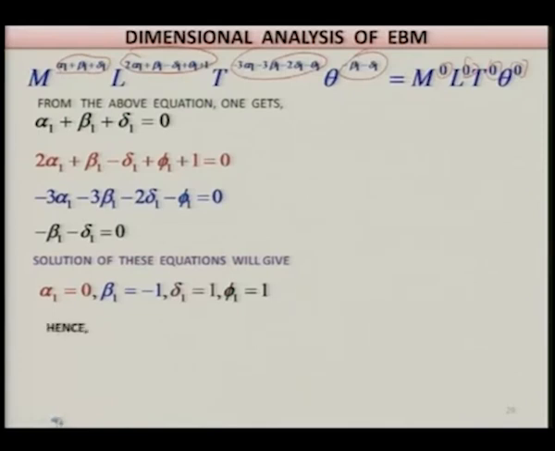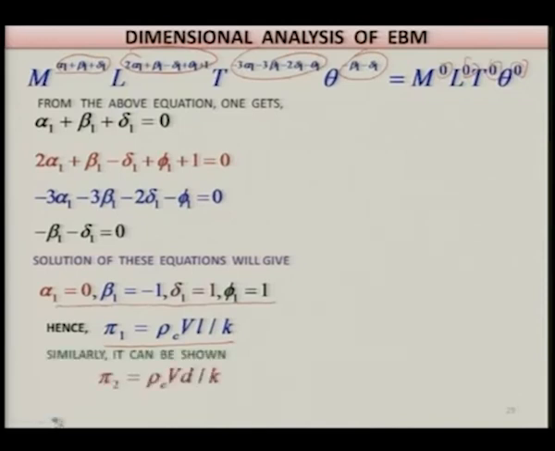Now you substitute these values of alpha 1, beta 1, delta 1 and phi 1 in the first equation that I showed you in the earlier slide. So you get pi 1 is equal to rho c v L divided by k, as you can see by substituting these particular values.